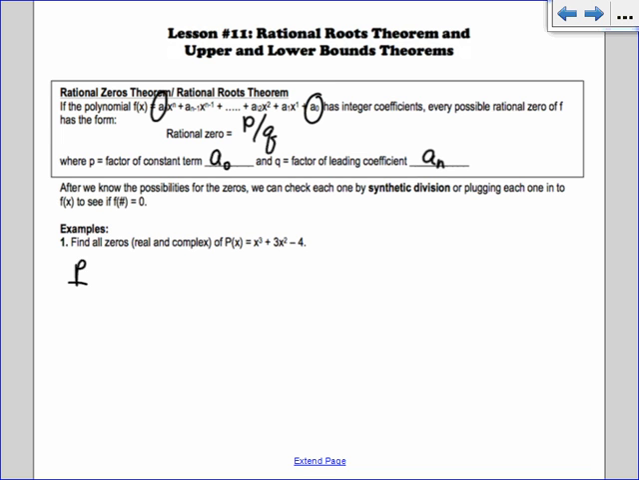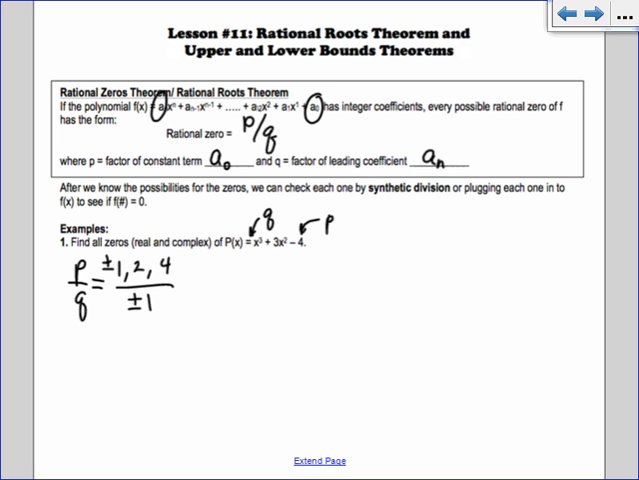So what we do is we write p over q. Our factors of p come from the factors of 4. Our factors for q come from the factors of 1. So for p, I'm going to have 1, 2, and 4, because those are the factors of 4, and they could be plus or minus. And then for q, I have plus or minus 1. So this gives us 6 different possibilities: 1, 2, 4, but also -1, -2, and -4.